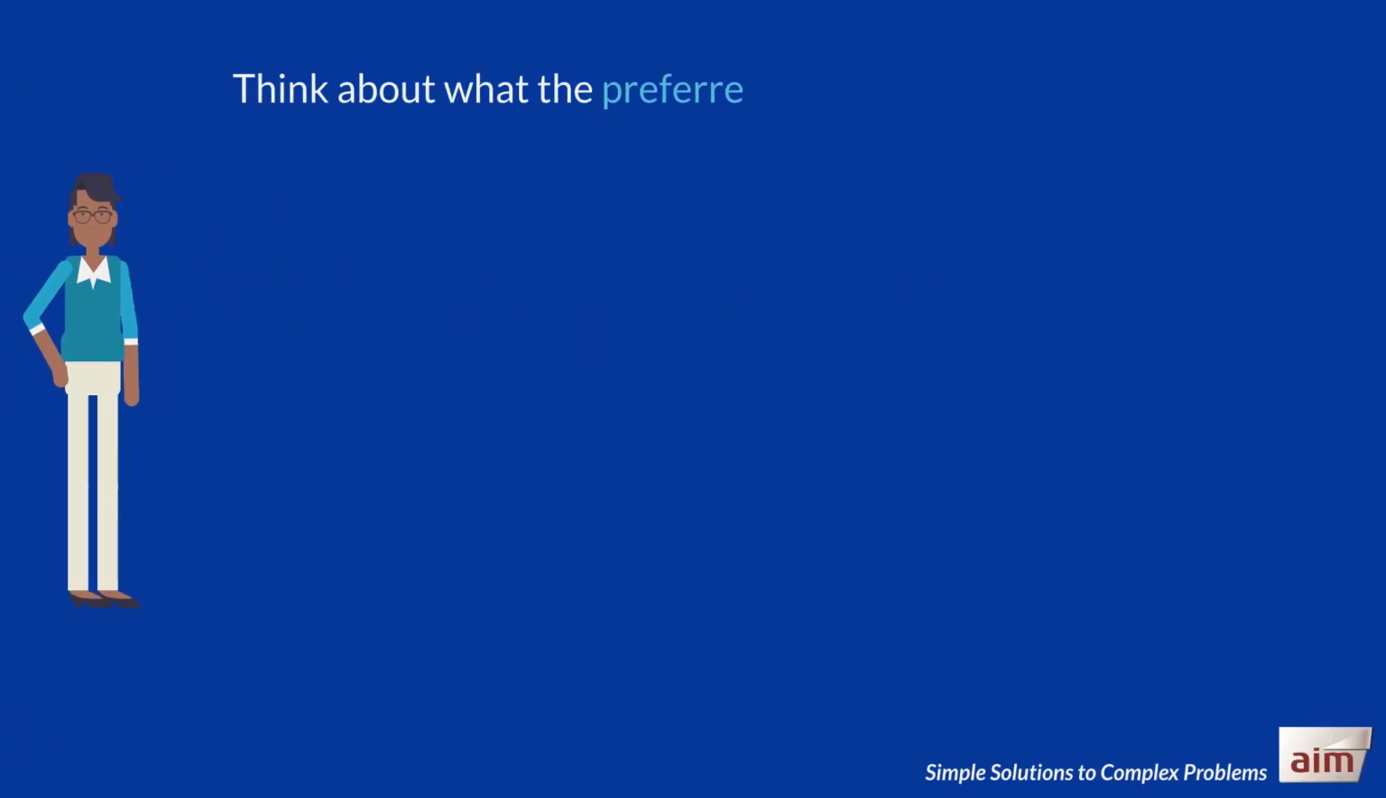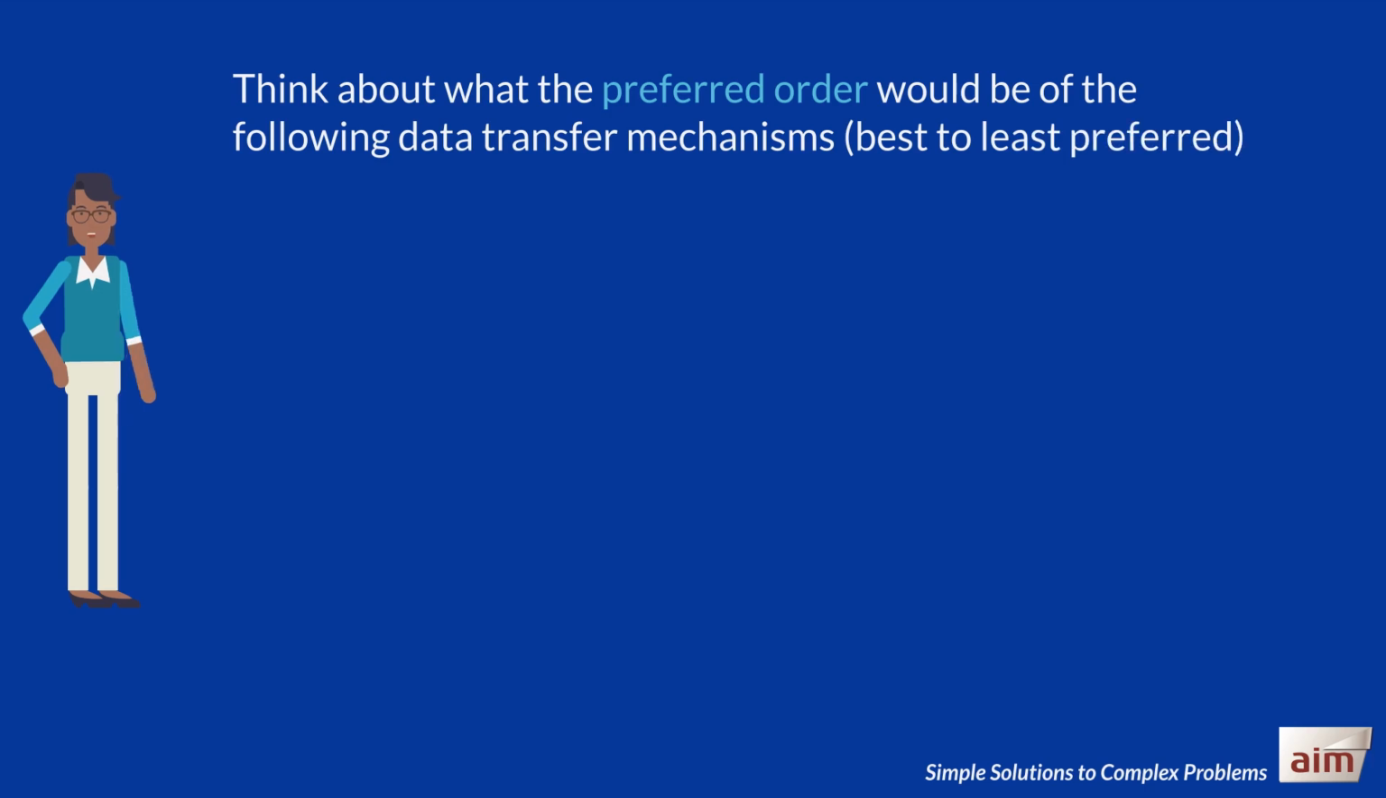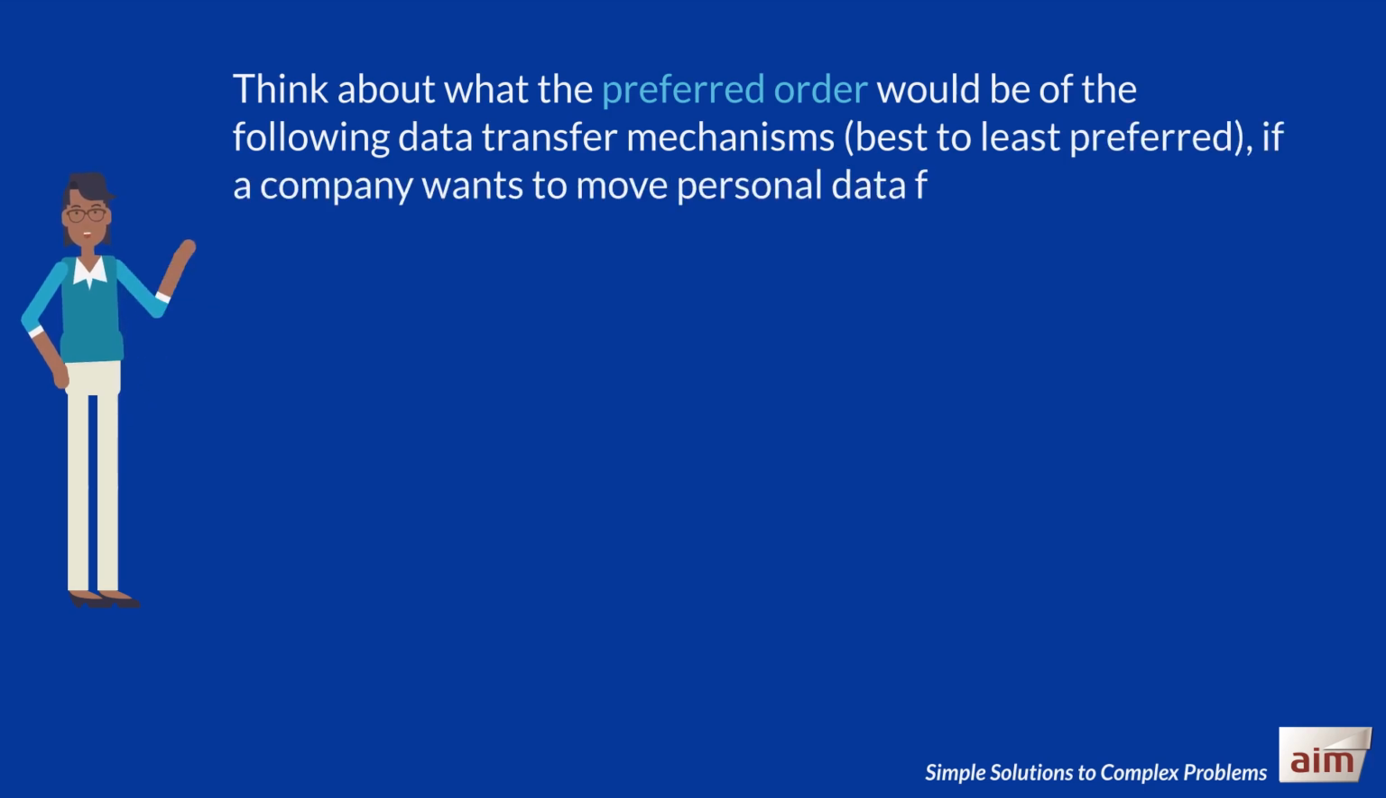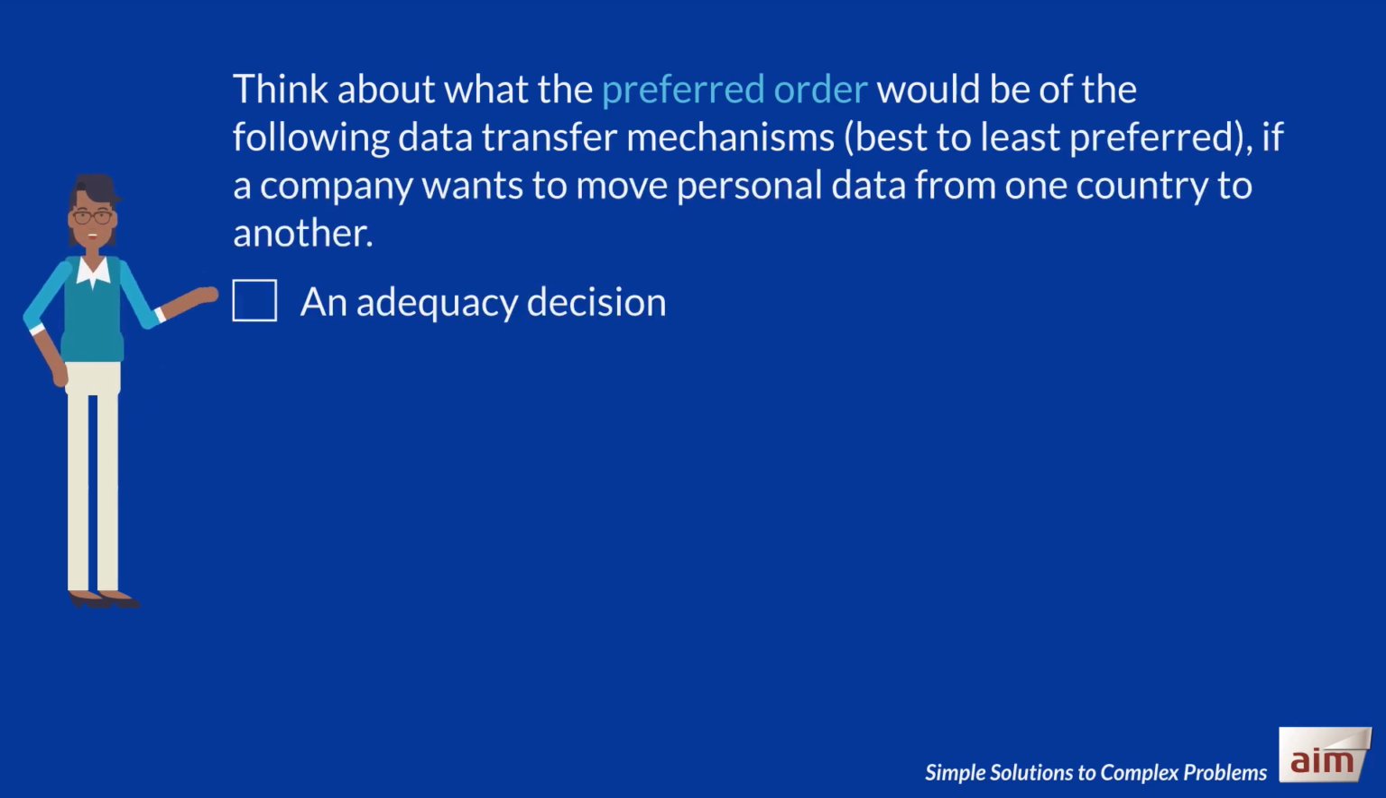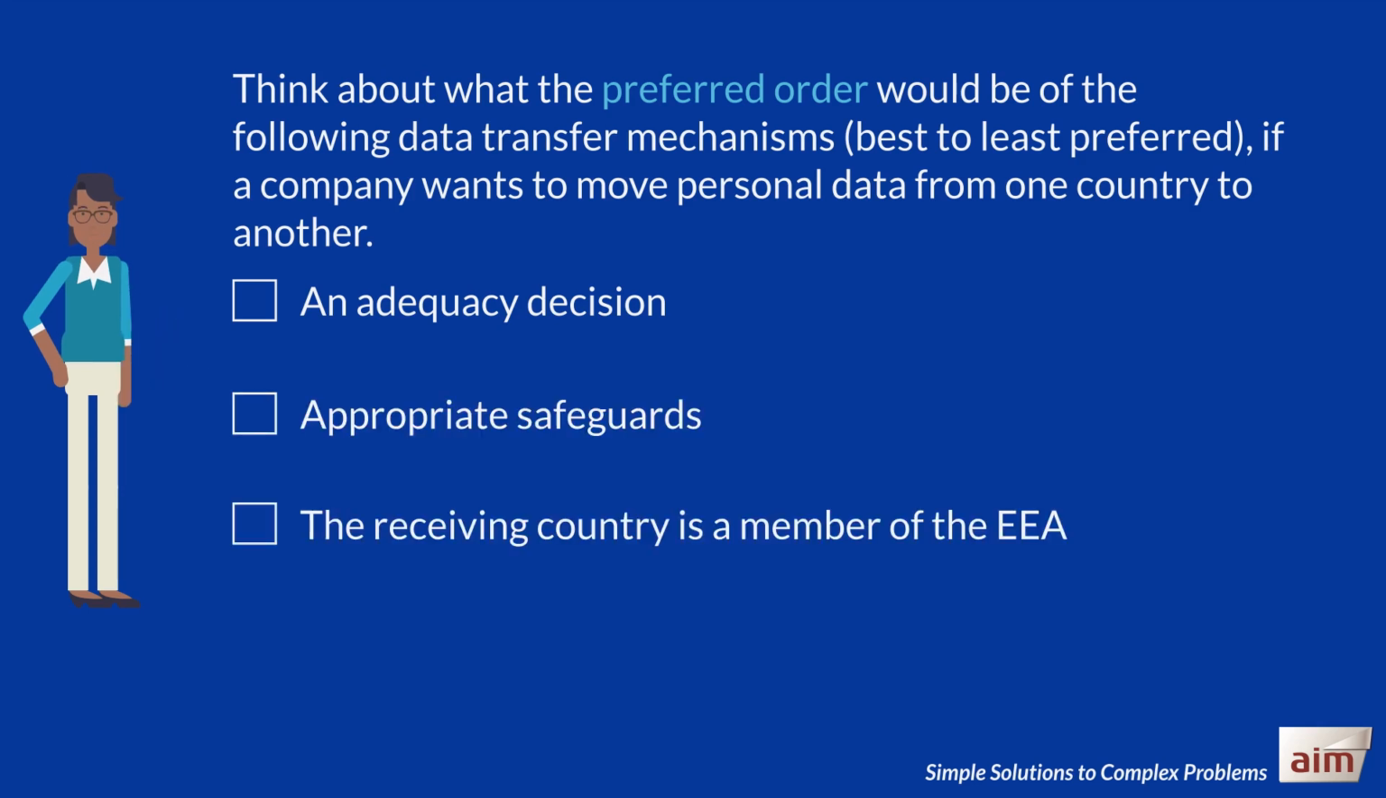Number the following data transfer mechanisms in order of priority, best to least preferred, if a company wants to move personal data from one country to another. An adequacy decision. Appropriate safeguards. The receiving country is a member of the EEA. A derogation.